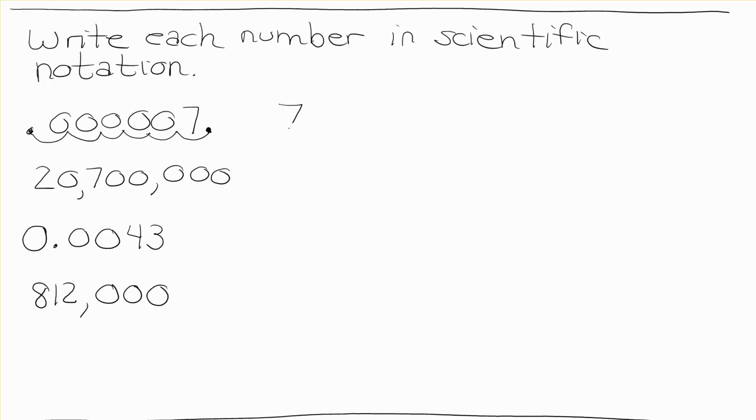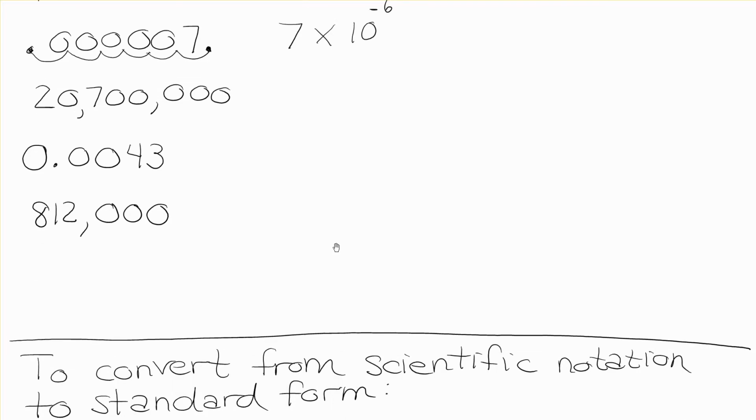So since we're changing our very small number into 7, we're going to have to multiply by a power of 10 with a negative exponent. And we move that decimal, how many places? 1, 2, 3, 4, 5, 6 places. So we'll have to give this a negative 6 exponent to make this 7 into a very small number. Now let's do the same thing with this number.